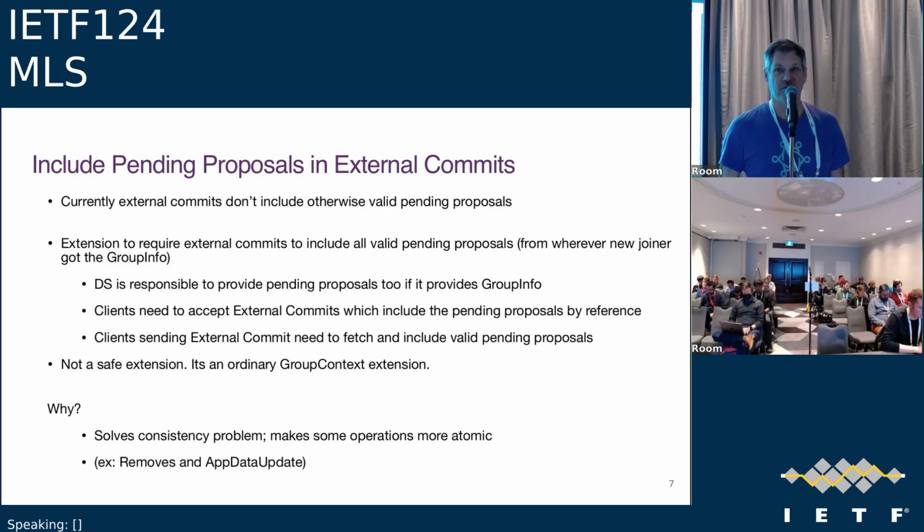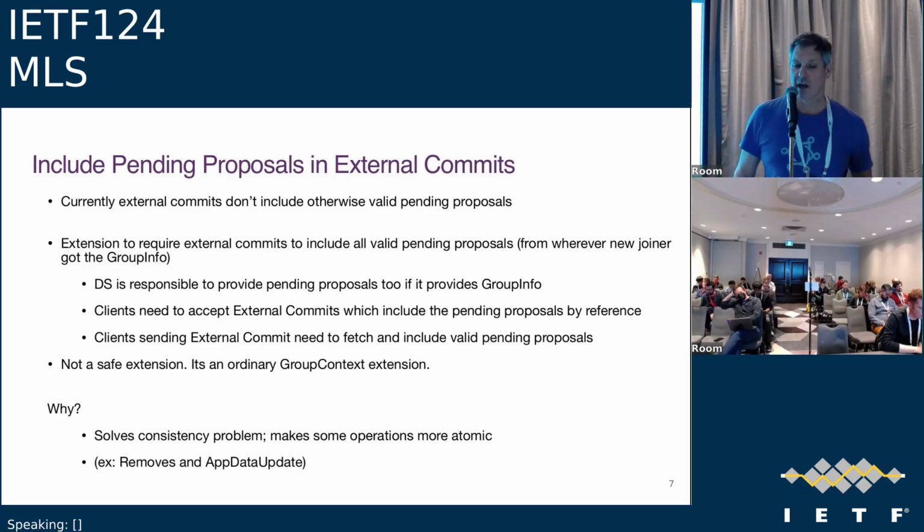The AS shouldn't have to know anything different than it does already. So this is purely a DS matter. If the DS is already doing external commits and providing group infos, it already has your ratchet tree and all your commits. So it knowing that somebody submitted these pending proposals and just forwarding them along with the group info doesn't reveal any new information to the DS, and the AS is oblivious. Okay, thank you.